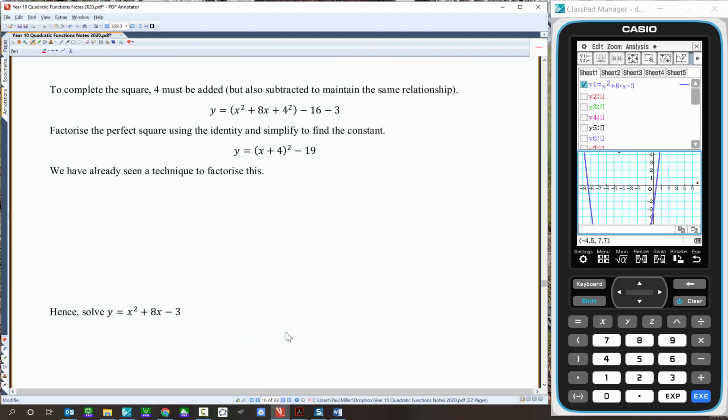Okay, so you'll notice on the next line, to complete the square, 4 squared must be added, but also subtracted to maintain the same relationship. So notice that I've added 4 squared and taken 4 squared. Then you factorize the perfect square using the identity and simplify this to find the constant. Now, what I'm going to teach you girls is a bit of rote learning on this, but I'm just going to explain it this first time, x squared plus 8x plus 16.